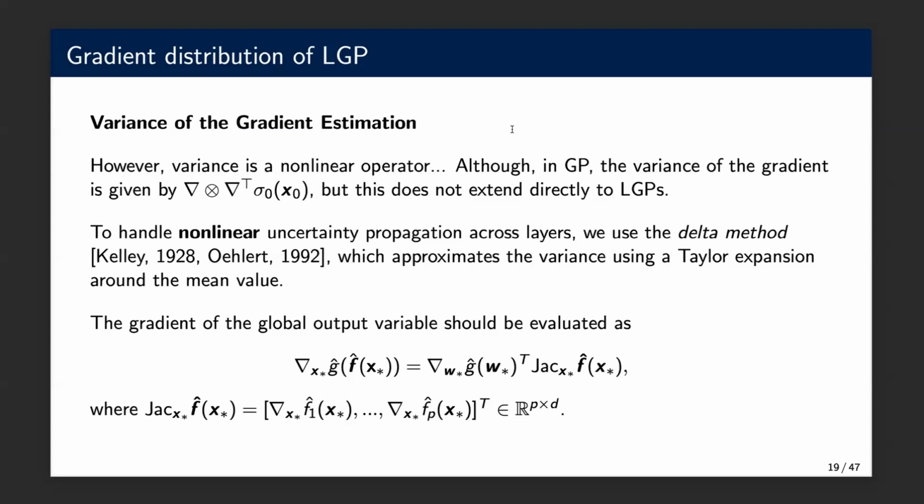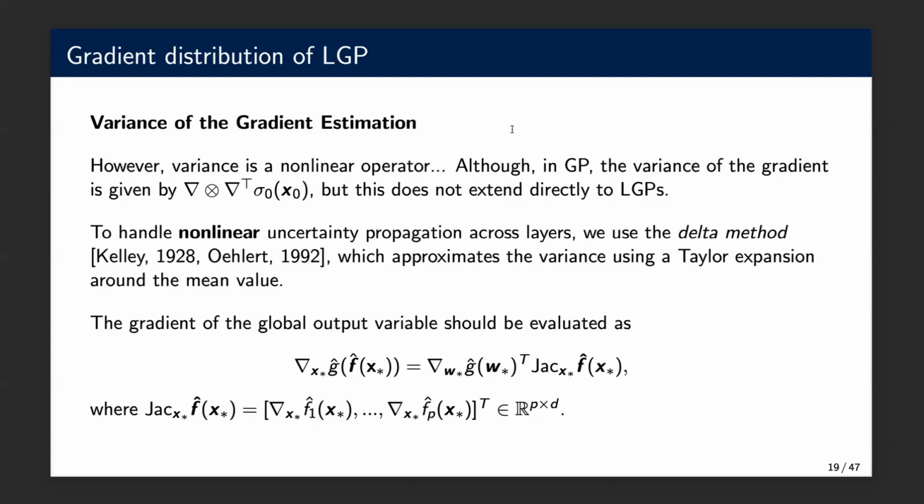The tricky part is the variance of the gradient estimation, because the variance is a nonlinear operation. The variance of the gradient is given by nabla tensor nabla transpose, which looks like the Hessian operation on the variance, but this does not extend directly to the linked GPs. So to handle the nonlinear uncertainty propagation across the layers, we use a method called the delta method, which approximates the variance using a Taylor expansion around the mean value.